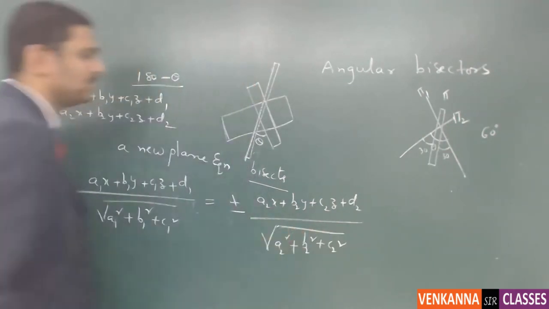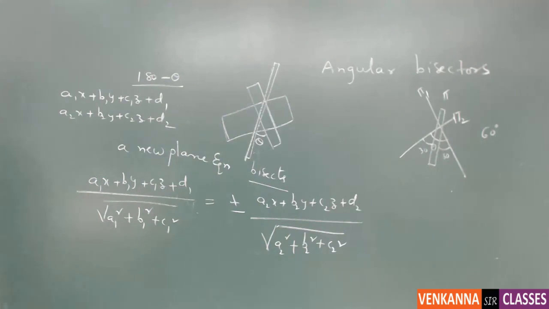This formula is very similar to the two-dimensional geometry you have studied at the plus 2 level. There the third coordinate is missing, and the rest of the thing is very same. There we calculate the angular bisectors between two lines. Here we calculate the angular bisectors between two planes. That is the only thing. While using the plus sign on the RHS, you will get one plane equation. While using the minus sign on the RHS, you will get another plane equation. Okay? Clear to all?